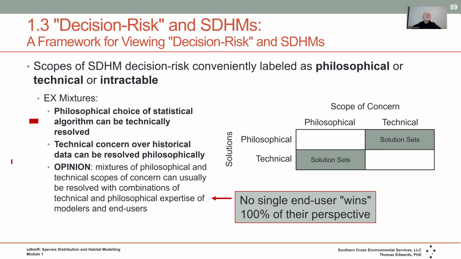Some of these things are mixtures. The philosophical choice of a statistical algorithm can be technically resolved. I've combined these. The technical concern over historical data can be resolved philosophically, flipping it around the other way. So sometimes mixtures of philosophical and technical scopes can be resolved as well. Now, no single end user wins. You cannot simultaneously solve 100% of the philosophical while simultaneously solving 100% of the technical. It doesn't work that way.